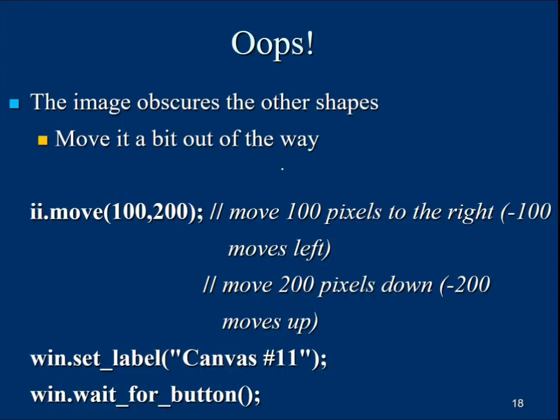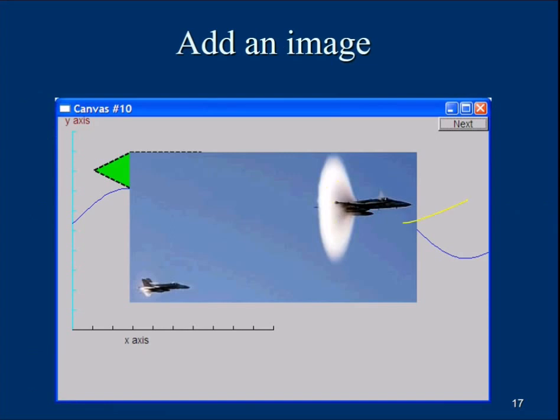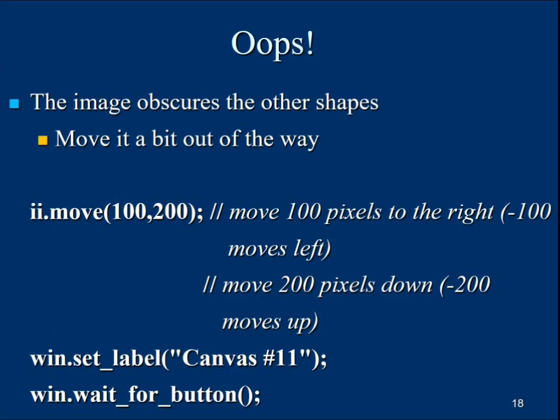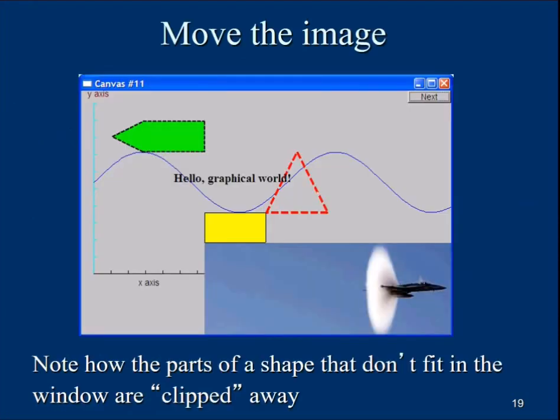The image obscures the other shapes. See, the other shapes are not visible. So we need to move it somewhat to a different place. So we move it to 120. We move 100 pixels to the right and 200 pixels down. And let us show it on canvas number 11. Okay, now this is fine.